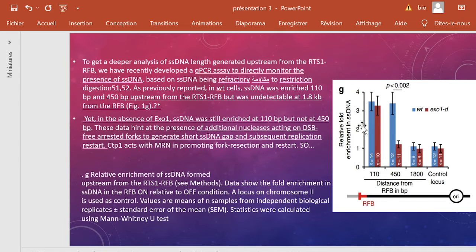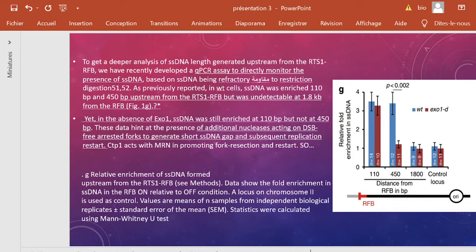What we see here is that on this 110 base pairs away from the reversed fork barrier, the wild-type and exo-1 cells are present together. But in here, exo-1 is not present, and wild-type is still at about the same rate. So, there is a question here. Who is responsible for keeping wild-type at the same quantity from here, even in the absence of exo-1? So we say that there may be other enzymes replacing exo-1.